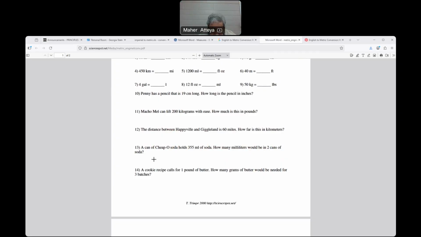A can of a cheap soda holds this amount, 355 milliliters. This is metric. Milli is 10 to the minus 3, and liter is the basic unit of volume. So how many milliliters would be in 2 cans of soda?